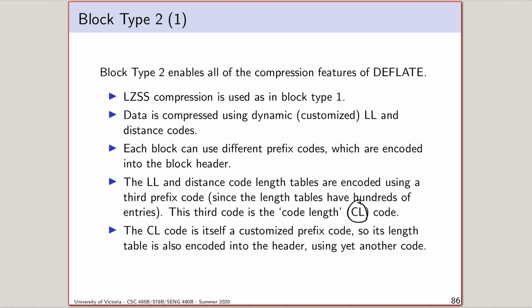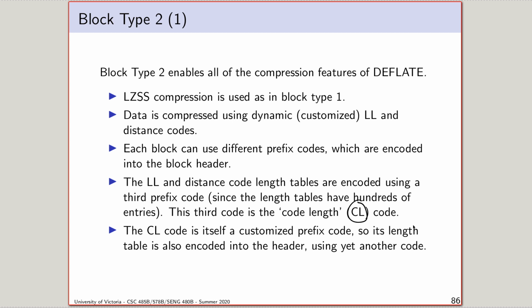The reason why that's especially tough is that we eventually have to talk about the length table for the CL code. So to clarify, the CL code is the code length code, so we're talking about the code length table. We do not want to do that. So the CL code is a specialized code with a very small number of symbols that's used exclusively to compress the code length tables for the LL code and the distance code.